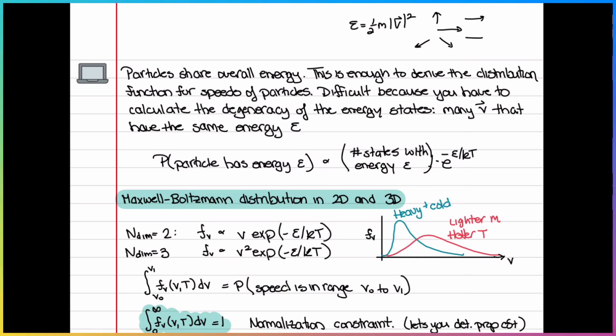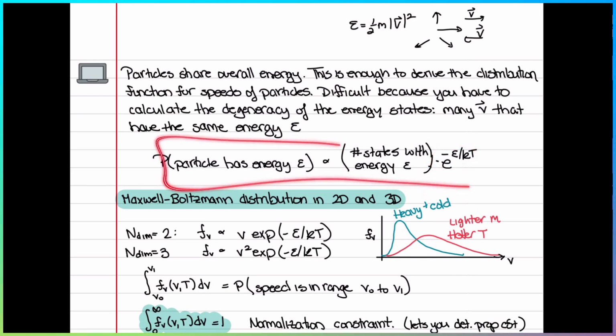And in this case, if the particle had any of these vectors as its velocity, they would all evaluate to having the same energy. So there are multiple ways that a particle could have some sort of velocity and some sort of position in the box and have the right energy. So essentially, you have to do some accounting of the number of states that have this particular energy, multiplied by this Boltzmann factor.